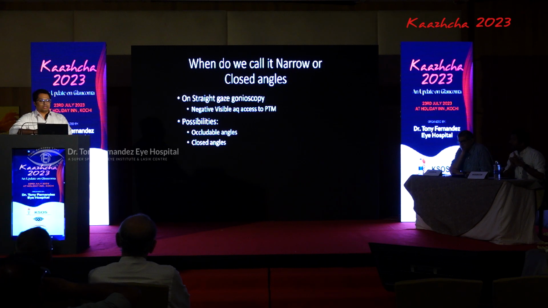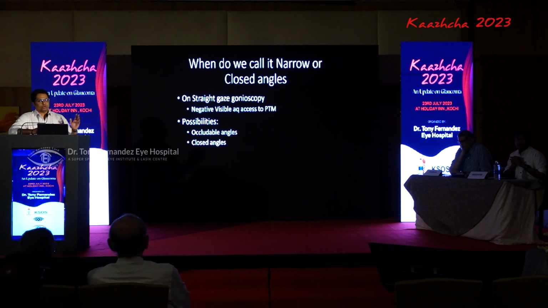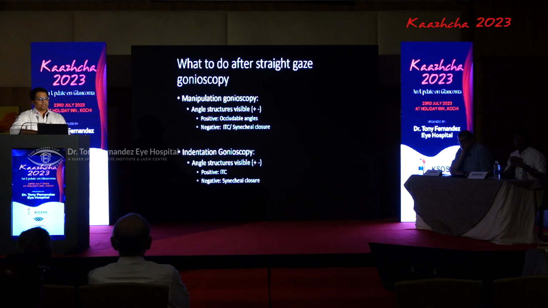So when do we call it narrow or closed? So on straight gaze gonioscopy, when you see no visible access to the posterior trabecular meshwork, the possibilities are either it is an occludable angle or a closed angle. So what to do after straight gaze gonioscopy in such a situation?